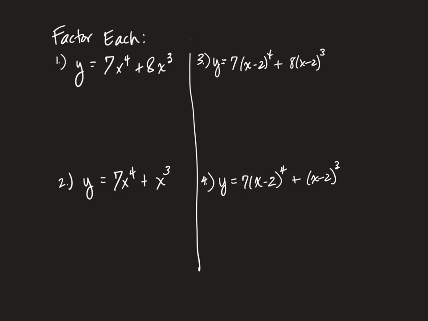I'm going to show you how to do some factoring, and I'm going to show it with two different methods. This first one is the method of just factoring out a common factor by thinking of it as the reverse of the distributive property. Each of these problems is asking us to factor. The first one is y equals 7x to the fourth plus 8x cubed.